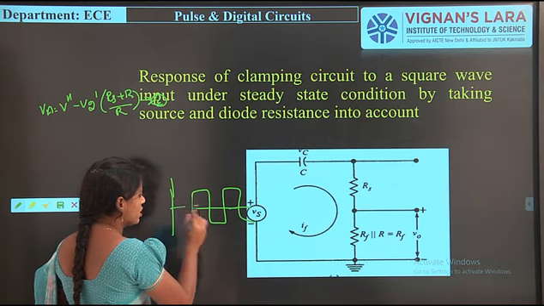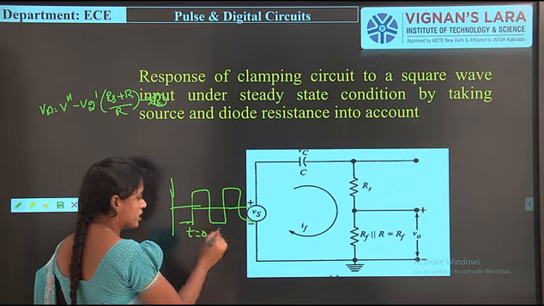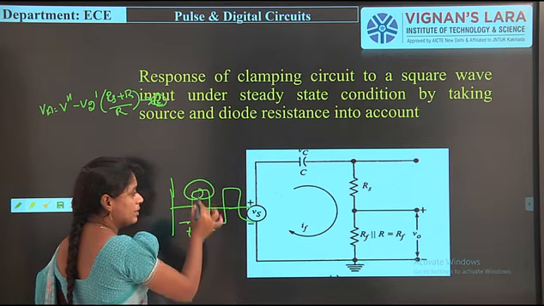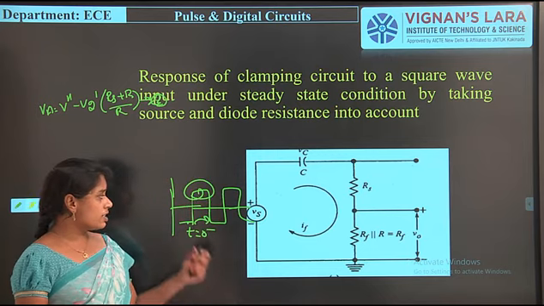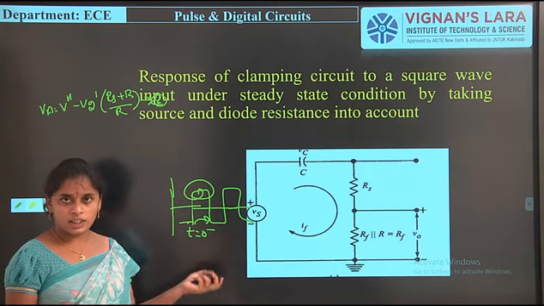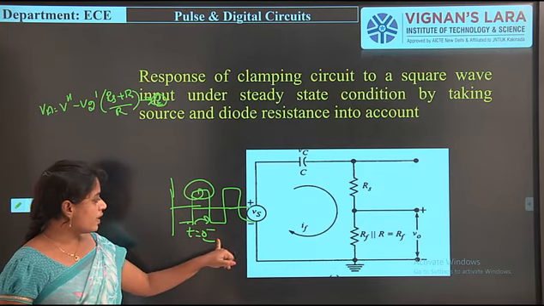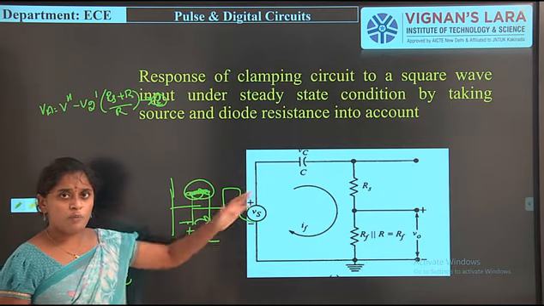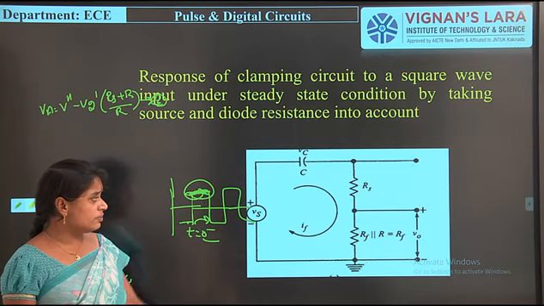At t equal to 0 minus condition we have to observe. So at t equal to 0 plus condition, in this time, what happens to the diode? The circuit will be, the diode is in on condition, that is, at t equal to 0 plus condition we apply a positive signal. So then obviously the diode will be in on condition.